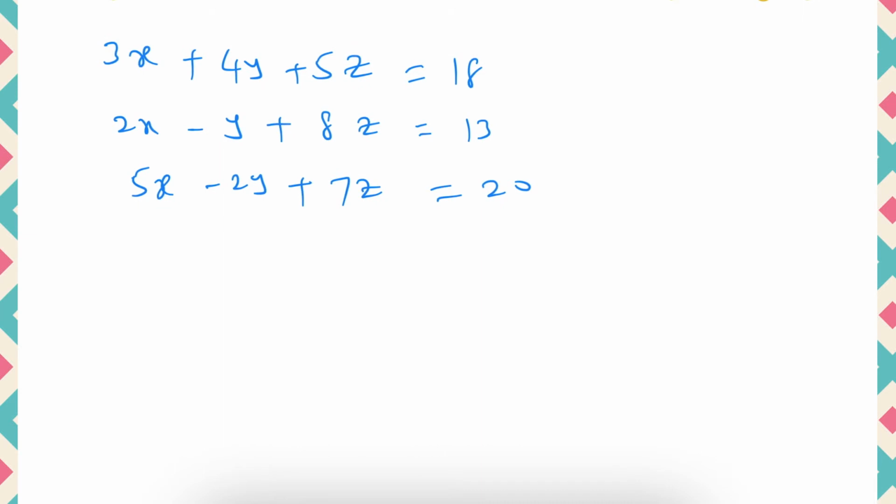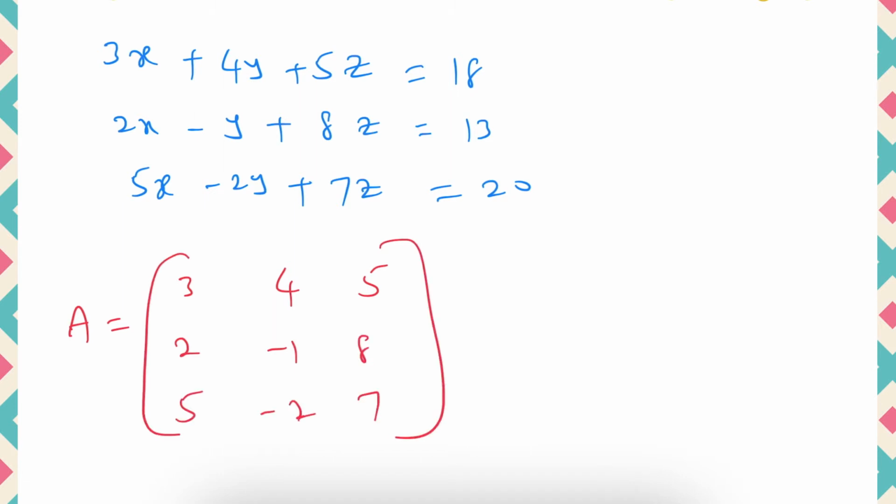So first, by using all the coefficients, we need to write the matrix A. Matrix A equals the x coefficients, y coefficients, z coefficients: 3 4 5, then 2 minus 1 8, 5 minus 2 7. These we did in the first method only. And then D is nothing but all the constants: 18, 13, and 20.